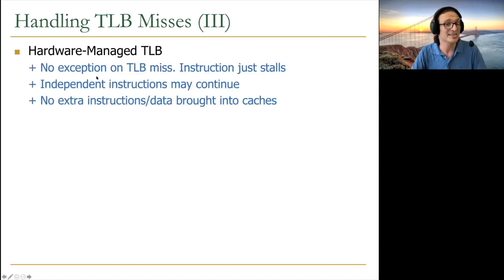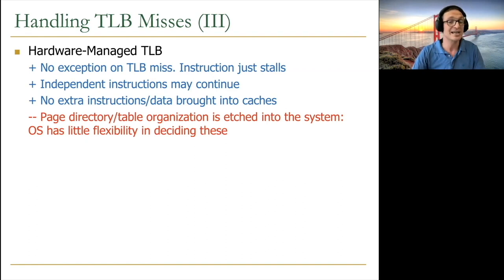Hardware managed TLBs, there's no exception on TLB miss. The instruction just stalls. Other instructions may already be going on in an out-of-order machine. That's great. Independent instructions may continue. And there are no extra instructions, data brought into caches. You don't do a context switch to software. So that's the big advantage, and that's why hardware managed TLBs are commonly used today.